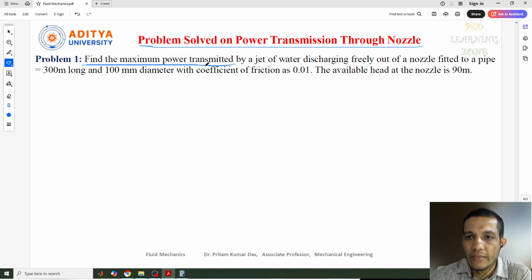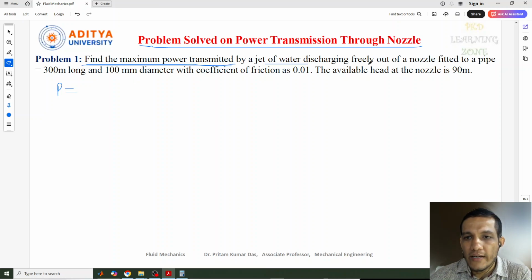The question is very, very simple. Just we need to understand. Suppose you are not able to remember the topic, somehow you forget that one, but we know the concept. If you know the concept, you can easily solve it. In this question, it is asking to find the maximum power transmitted, so we need to calculate the power. But we need to remember the formula. Without formula, we cannot solve it.